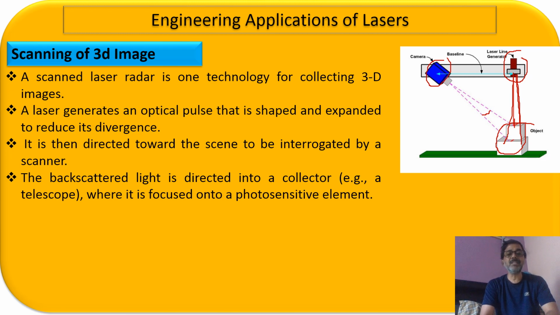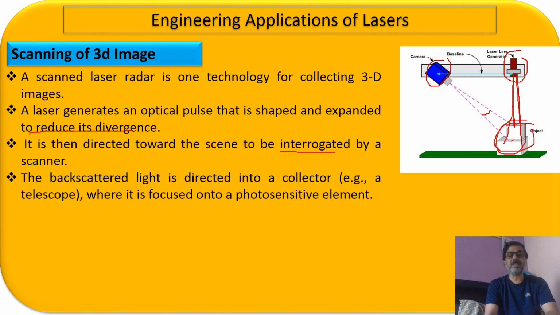All right, a laser generates an optical pulse that is shaped and expanded to reduce its divergence. So the laser should not diverge much. It should go exactly to the surface wherever we have targeted, right? So we put the appropriate lens arrangement there, so that its divergence can be controlled, even though we know it doesn't have very large divergence. It is then directed toward the scene to be integrated by the scanners. So whatever object is to be recorded, on that object we are focusing this.